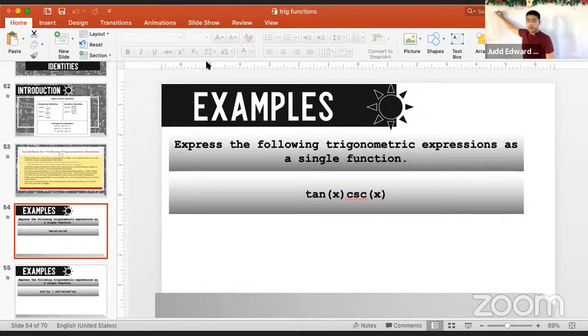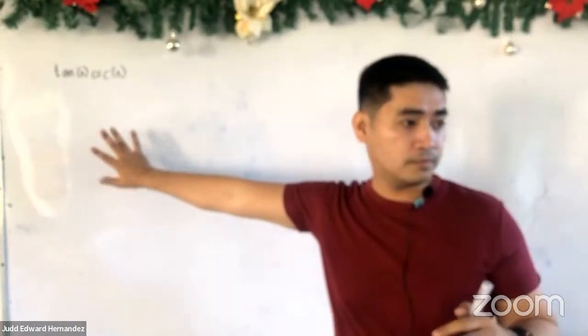Okay, ang sabi dito, we have tangent of x times cosecant of x. Let us try to express this into a single function. Okay? So, pin ko lang po para hindi ako malito. Medyo malabo. Ayaw niyang luminaw. Yan.